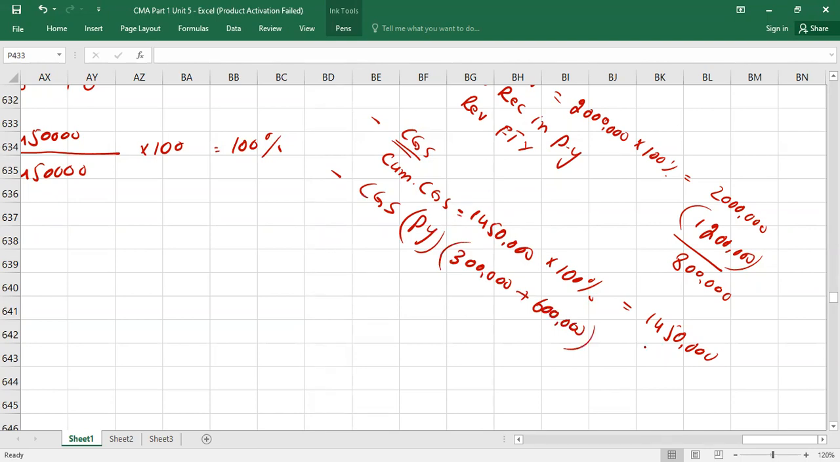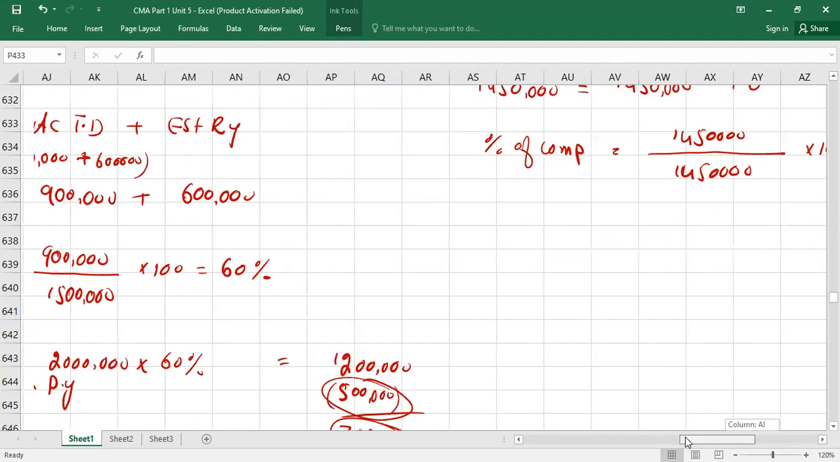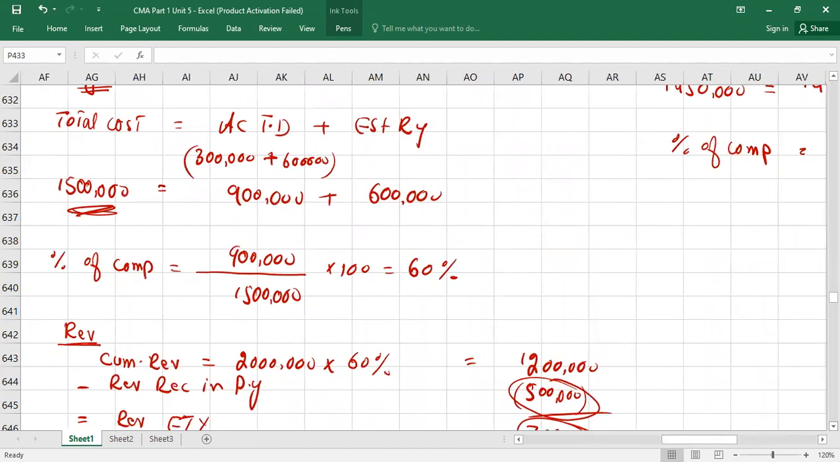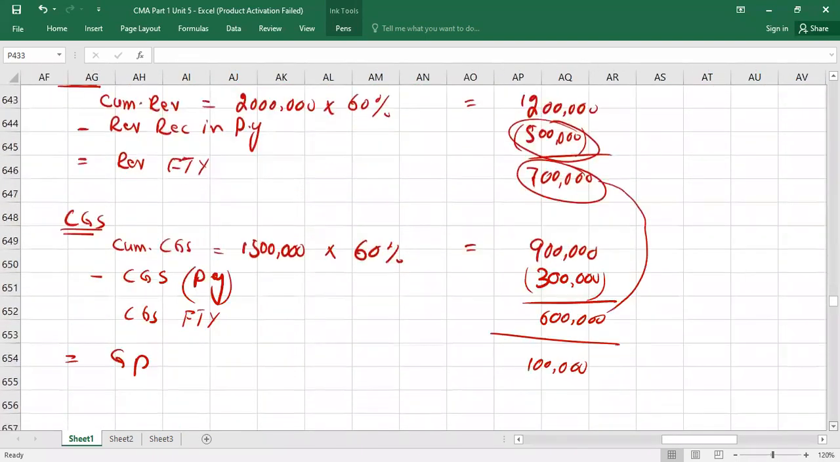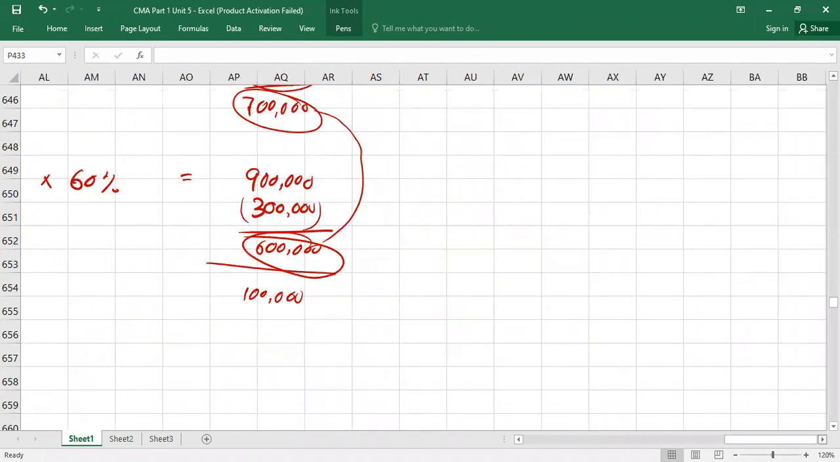So total is how much you have recognized? 900,000. You can just cross check from the question. Okay. I'm not going back. If you want me to go back, I can check. This is the year 2 or 1? This is the year 2. This was the revenue. In year 2, cost of goods sold was 600. In the first year, it was 300. Total is 900,000.